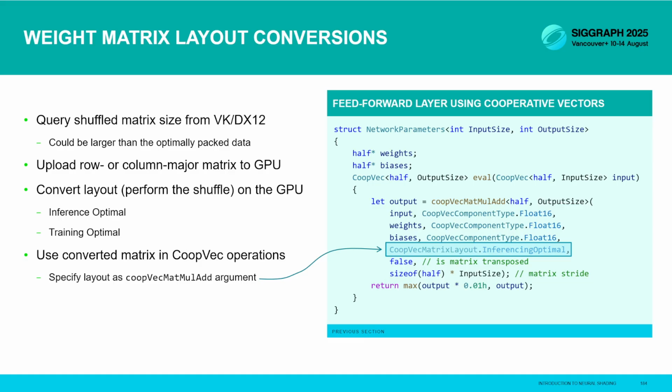There are two optimal layouts, inference optimal and training optimal, and they can be used in matrix vector multiplication and outer product operations respectively. The converted matrix is then stored in GPU memory in a buffer and is directly provided to the Cooperative functions, along with a parameter specifying the layout.